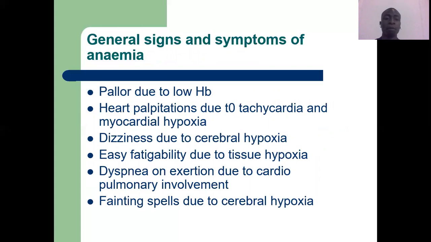So let's look at the general signs and symptoms of anemia. Those are some of the things which are going to help us to tell if somebody has anemia or not. So pallor is one of them. You can check for pallor in the eyes. Pallor due to low HB, heart palpitations due to tachycardia and myocardial hypoxia, dizziness due to cerebral hypoxia. The client is going to have dizziness because the brain is not receiving enough oxygen.